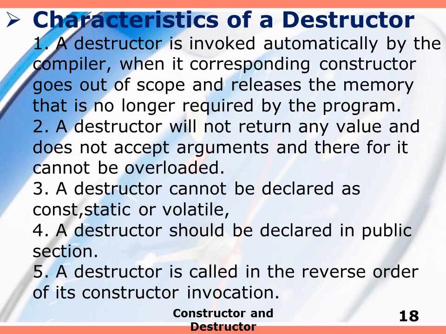A destructor is invoked automatically by the compiler, as we saw in the last example, when its corresponding object goes out of scope, and it releases the memory which is no longer required. A destructor will not return any value and does not accept any argument, and therefore a destructor cannot be overloaded. A destructor cannot be declared as constant, static or volatile. A destructor should be declared in the public section.